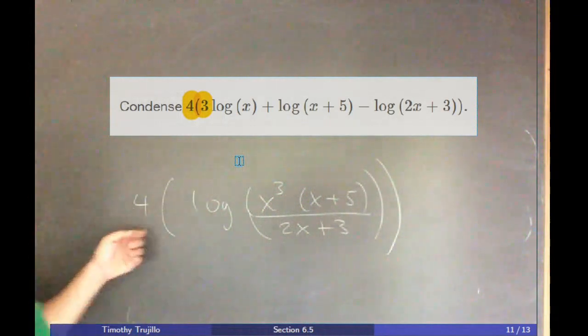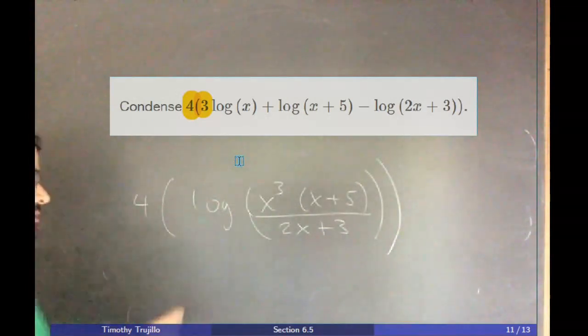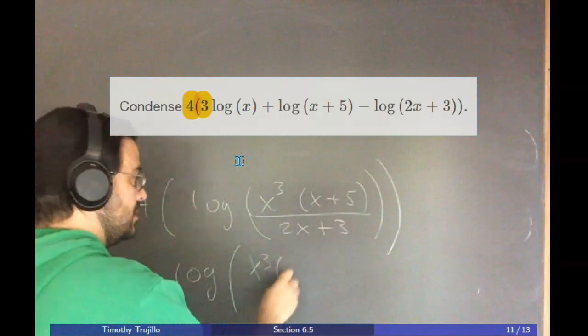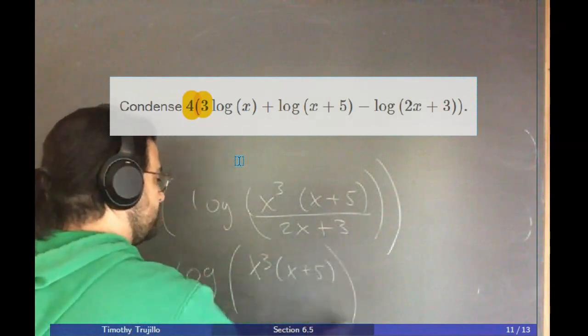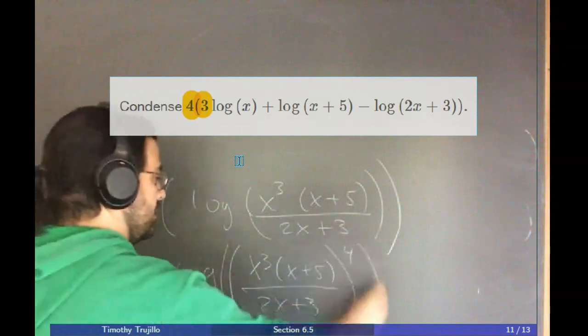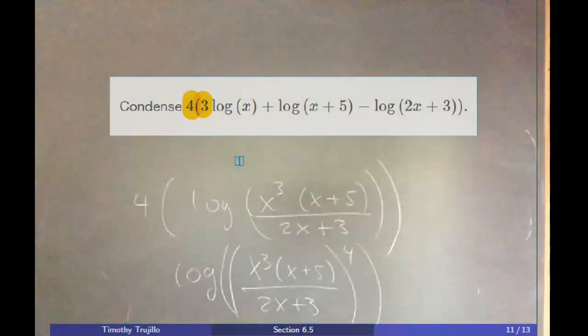And then now the 4 is just on the outside of the logarithm, so I can bring it in as an exponent. The log of x cubed times x plus 5 over 2x plus 3, and then all of it is raised to the power of 4. Okay, and so we've condensed this down into a single logarithm. And again, you'll have a lot of practice in Infinity. I think there's probably about 20 questions here that ask you to do the same sort of thing.